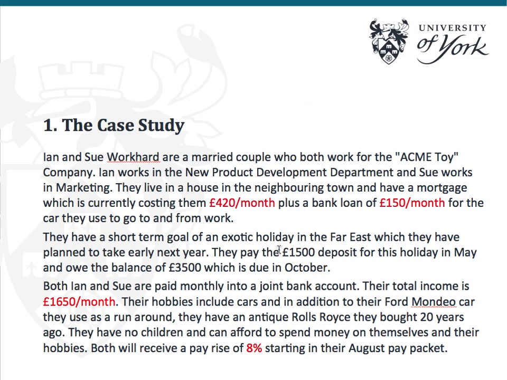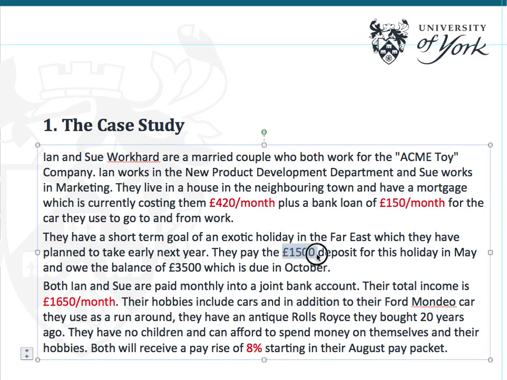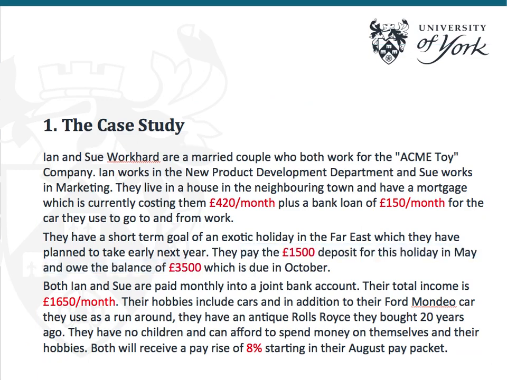The next we have is their exotic holiday. So here we've got a £1,500 deposit paid in May and the balance of £3,500 in October. So first thing is, let's highlight those so that I know I've picked them up. And then we've got deposit and final payment.